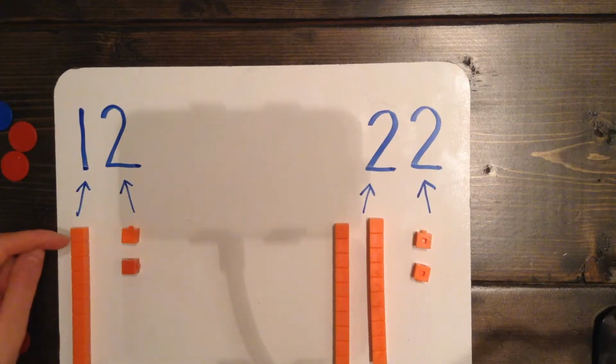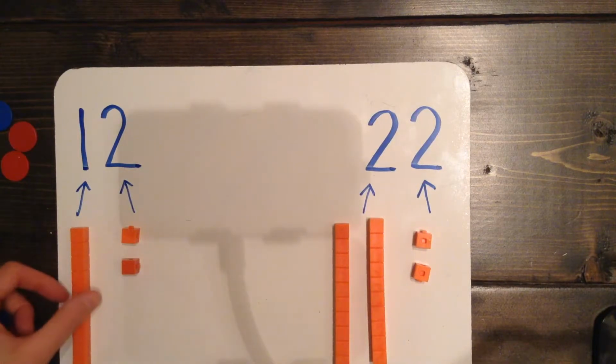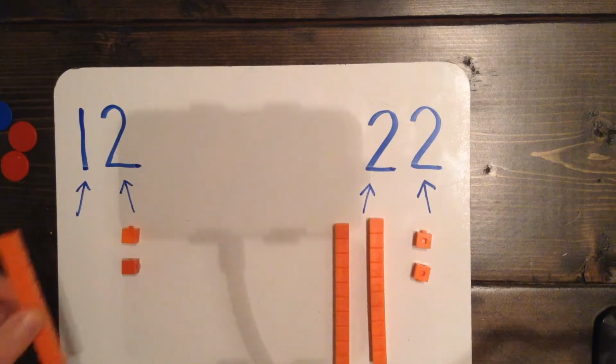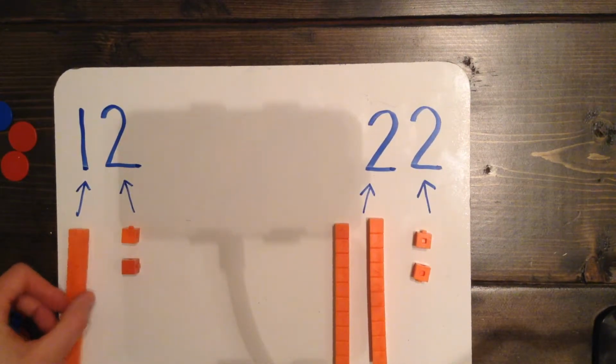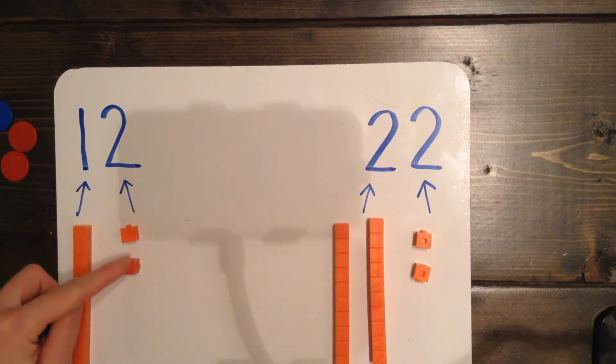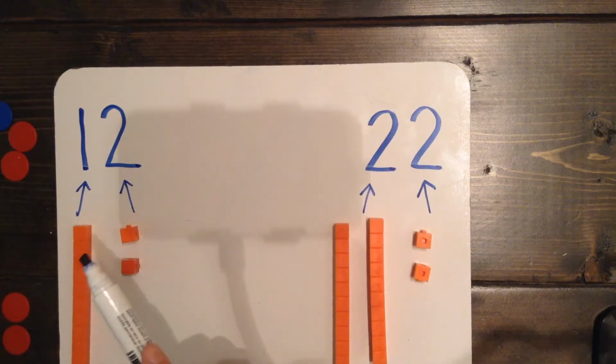Remember, you don't have to count this base 10 block. 1, 2, 3, 4, 5, 6, 7, 8, 9, 10. You can just know that one of these sticks means 10. So say the bigger number and then keep counting. 10, 11, 12. Now it's time to compare which number is bigger or greater, 12 or 22.